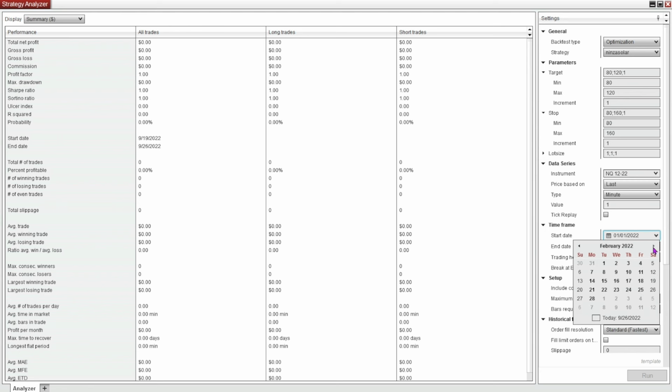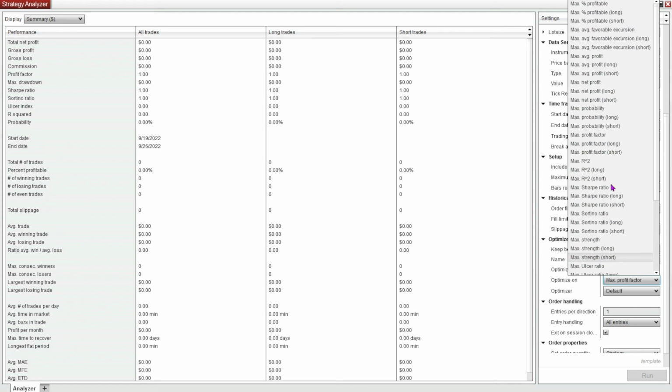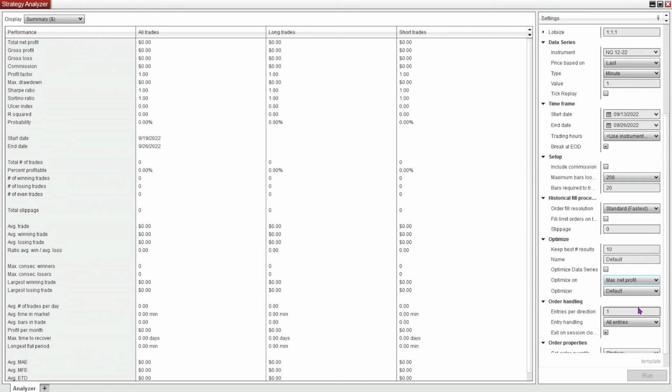I'm just going to test the last 2 weeks, last 10 days of trading, so I don't have to wait forever for this to analyze everything. So September 13th through the 26th, which is today, it's 10 trading days. I'm going to look for the max net profit.